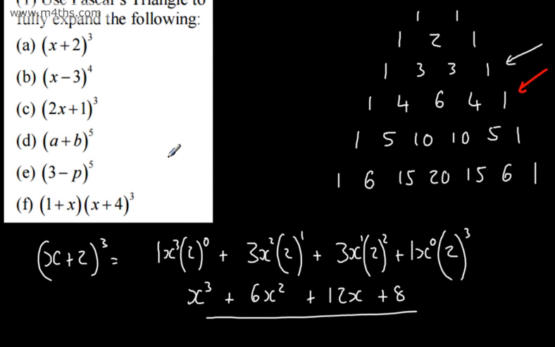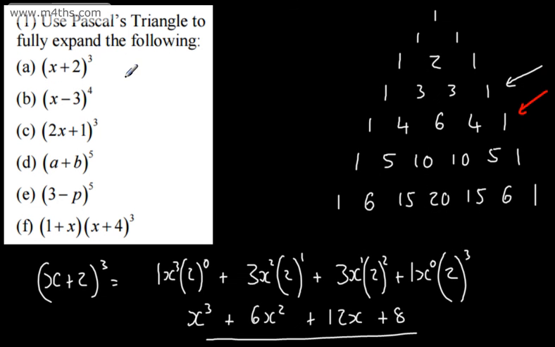Okay, let's have a look at another one. We'll do 1 plus 2x to the 3rd. So with this one, what we've got is 1 plus 2x to the 3rd. So a is going to be now the 2x, b is going to be positive 1, and we've got n as 3. So let's have a look at this one.